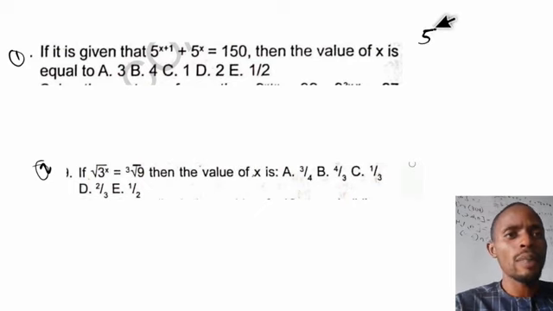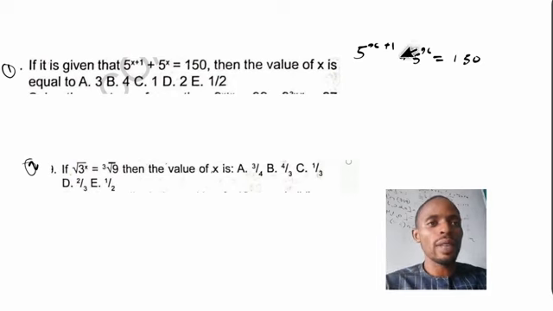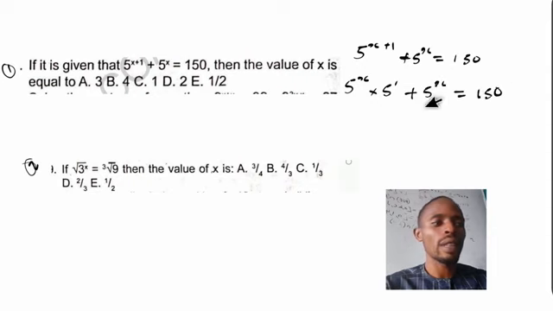We have 5 raised power of s plus 1, plus 5 raised power of s, equal to 150. The first term is a multiplication of indices, so let's expand this according to the law of indices. We have 5 raised power of s, multiplied by 5 raised power of 1, plus 5 raised power of s, equal to 150.